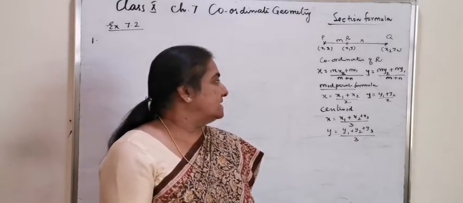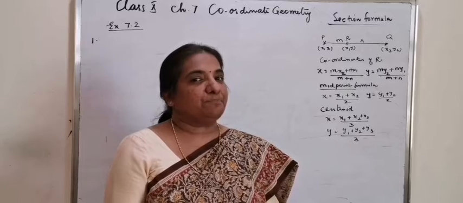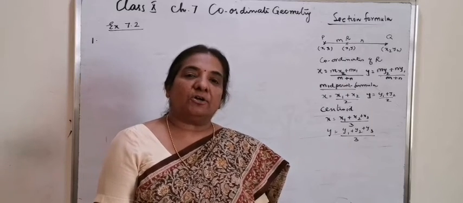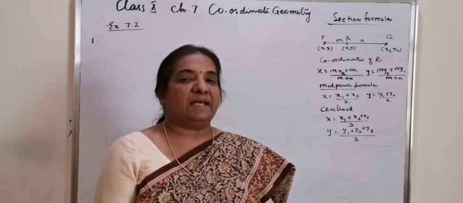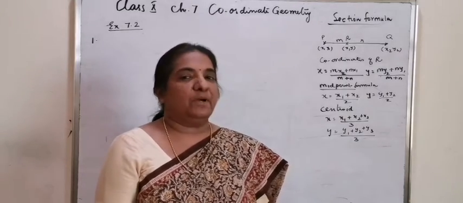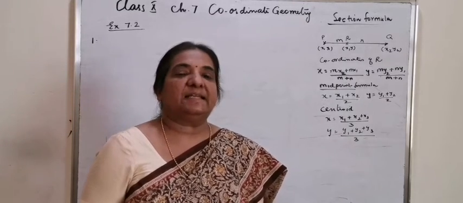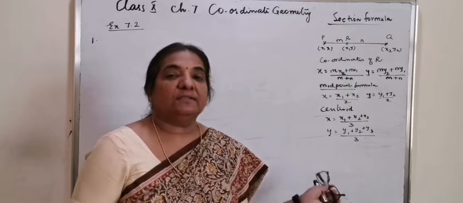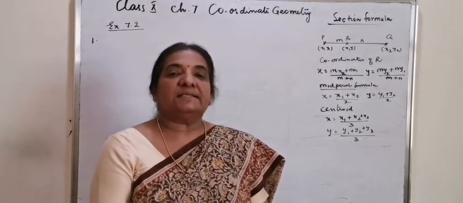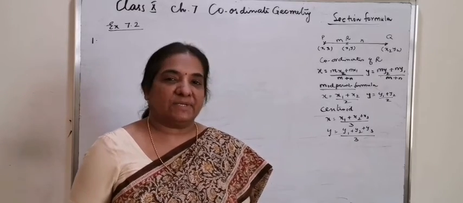If C is the midpoint of the line segment joining the points P(x1, y1) and Q(x2, y2), the coordinates of the midpoint can be found as x = (x1 + x2)/2 and y = (y1 + y2)/2. The second exercise is based on the formulas related to the section formula as well as the distance formula. Let's proceed with exercise questions.